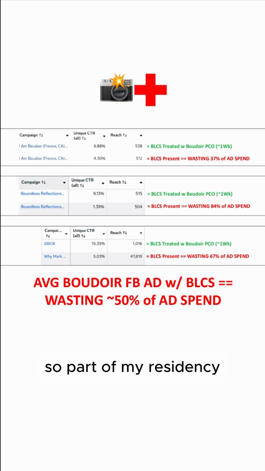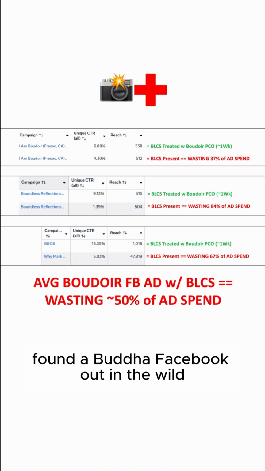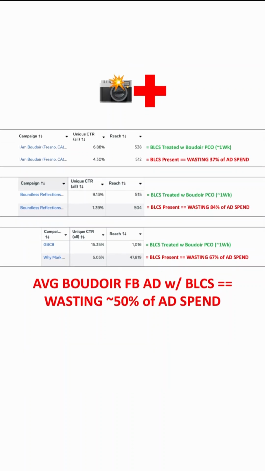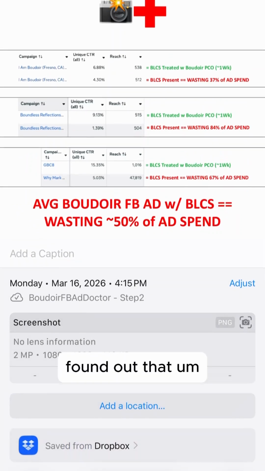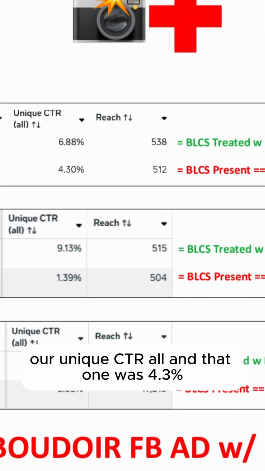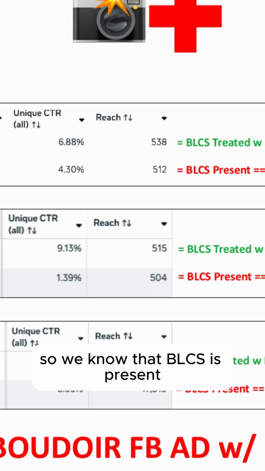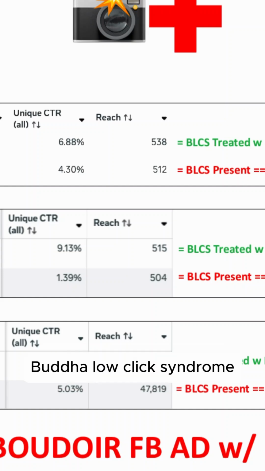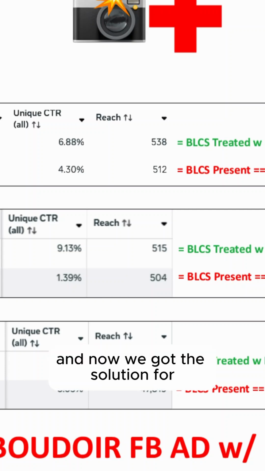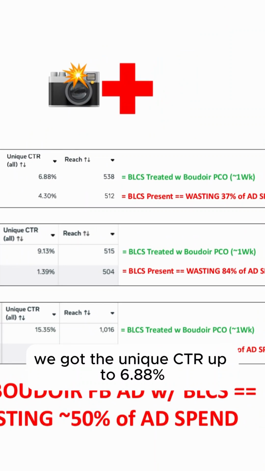So in the first part of my residency, I went out and got a Boudoir Facebook ad out in the wild, brought it back here to the hospital, tested it, and found out that our unique CTR on that one was 4.3%. So our unique CTR is under 6%, so we know that BLCS, Boudoir low click syndrome, is present, and now we've got the solution for it. So we treated it with Boudoir Pico. So what happened after that? It took about a week. We got the unique CTR up to 6.88%.